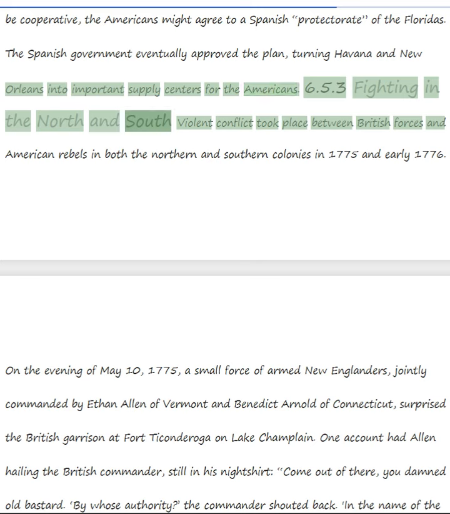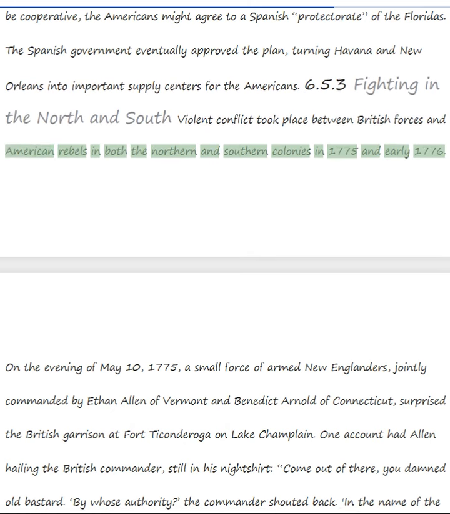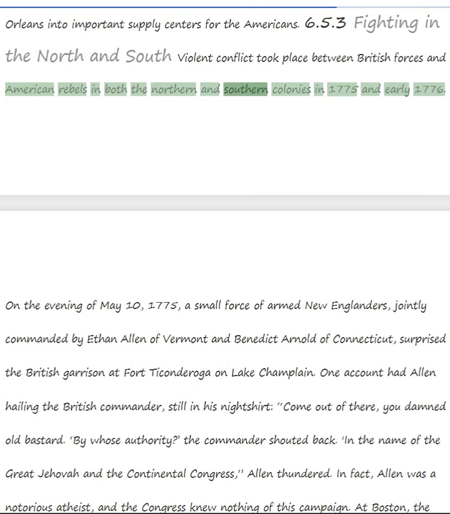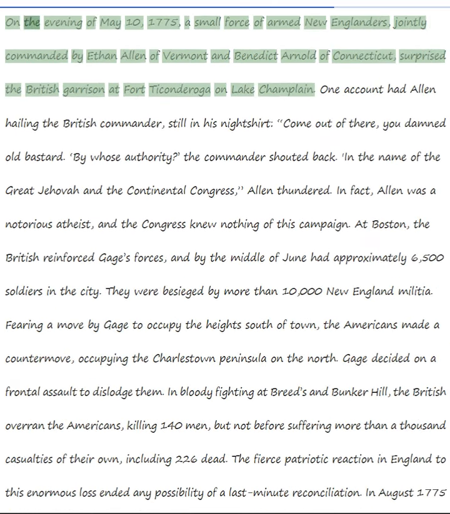6.5.3 Fighting in the North and South. Violent conflict took place between British forces and American rebels in both the northern and southern colonies in 1775 and early 1776. On the evening of May 10, 1775, a small force of armed New Englanders, jointly commanded by Ethan Allen of Vermont and Benedict Arnold of Connecticut, surprised the British garrison at Fort Ticonderoga on Lake Champlain.